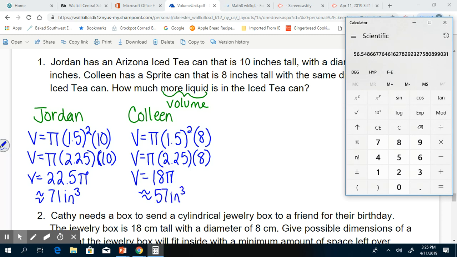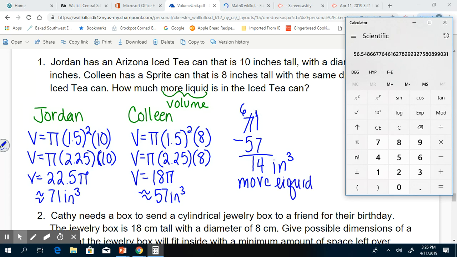So then how much more liquid is in the iced tea can? How much more implies subtraction. So we do 71 minus 57. We get 14 inches cubed more liquid in the iced tea can.